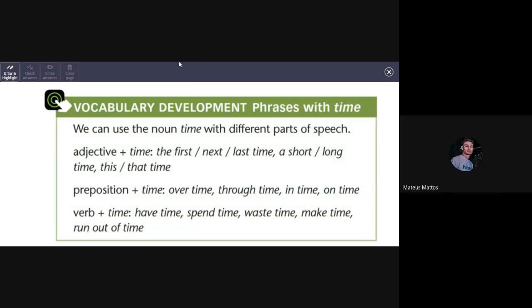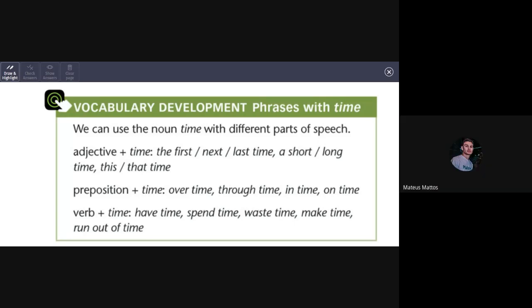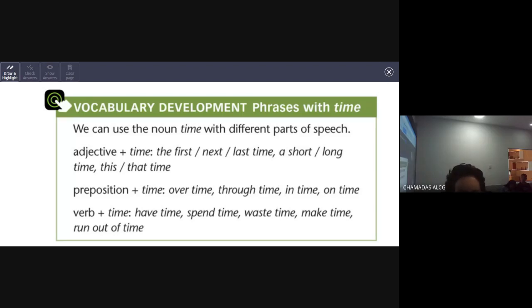Yes. What means full time? Sorry, can you repeat, please? What means full time? Okay, let me see if I understand. You want to know overtime or through time?